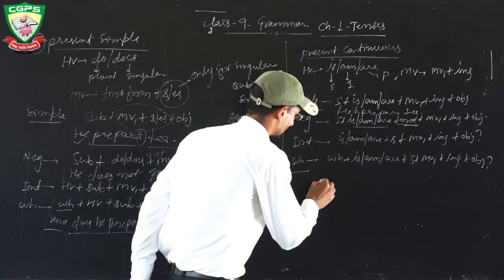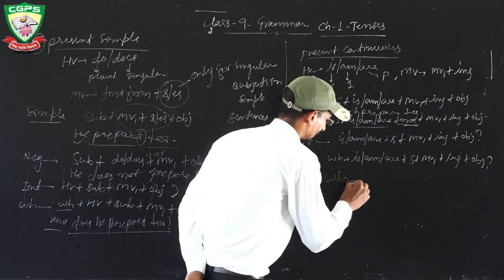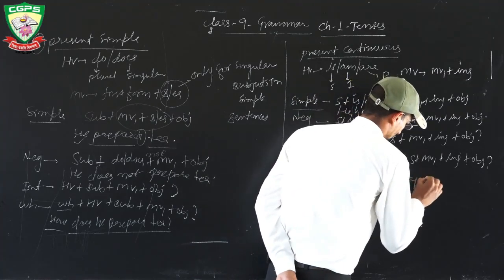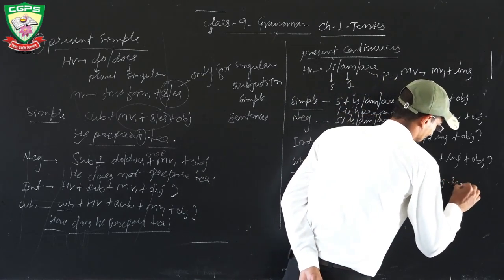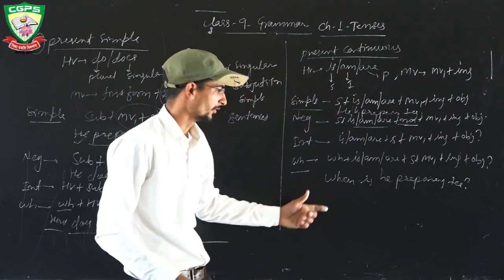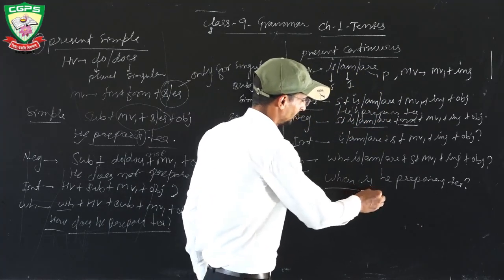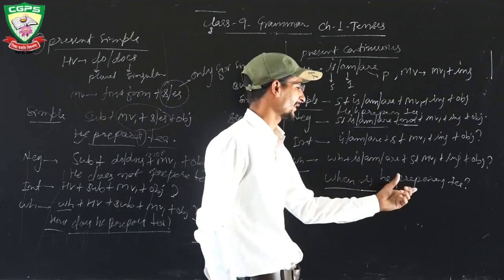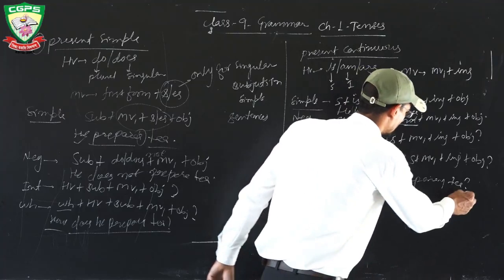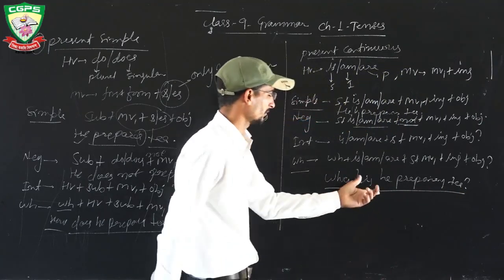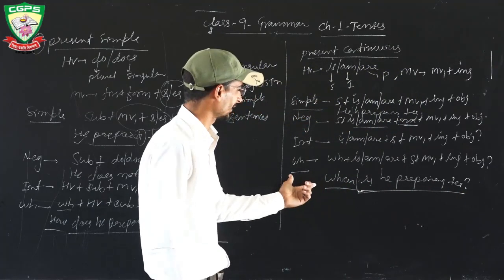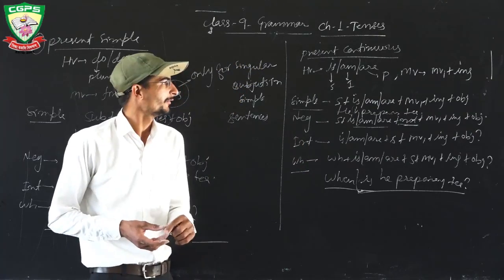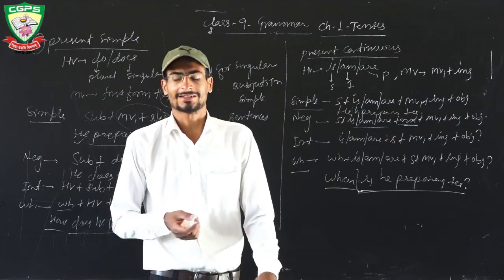And WH word type. When is he preparing tea? So when is WH word, is is helping verb, he subject, preparing main verb first form plus ing, and tea object. Here together this is interrogative. When we add WH word, that will be converted into WH word sentence. So this was all about the present continuous tense. Present perfect tense we will study in the next lecture. Thank you.